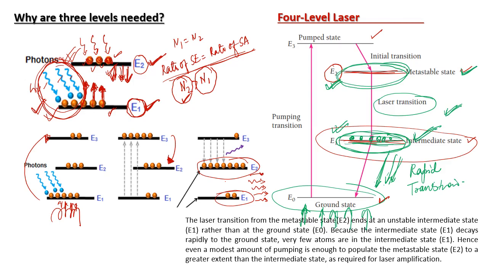I think this is all the basic information you need to know about the lasing action and how the laser works. And in the next slides, we will try to understand one or two lasers, how they work, like the helium neon laser and the ruby laser. Thank you.